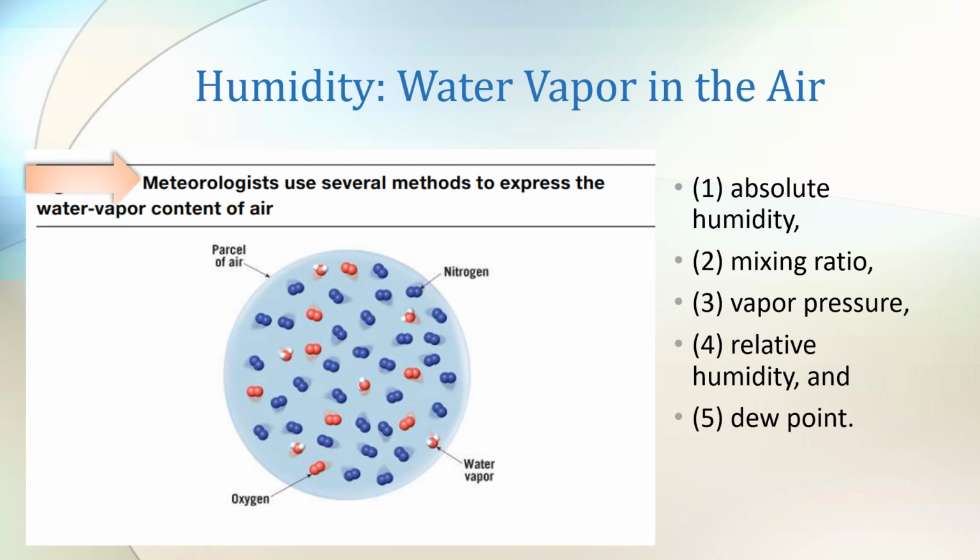And this picture is just an illustration of, for example, water vapor. The circle in general illustrates a parcel of air, and the blue ones illustrate nitrogen, and the oxygen is the red one, and then the water vapor is a combination of hydrogen and oxygen. So that's the water in the form of water vapor.